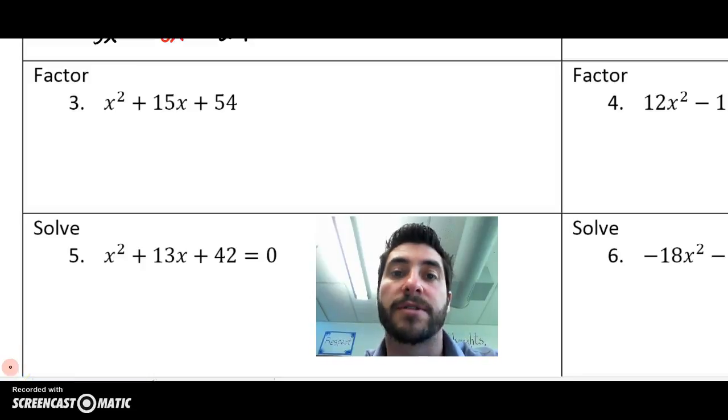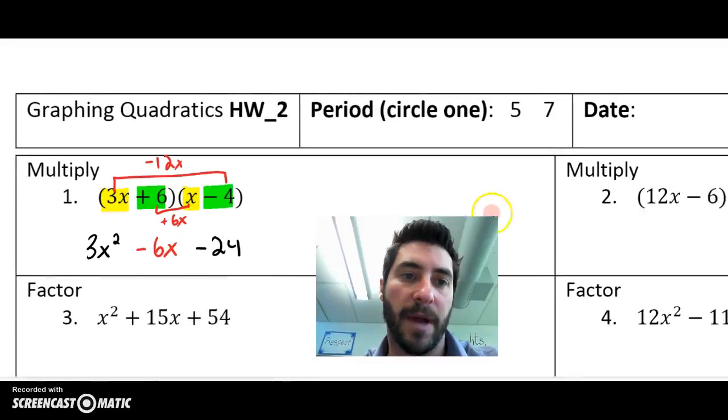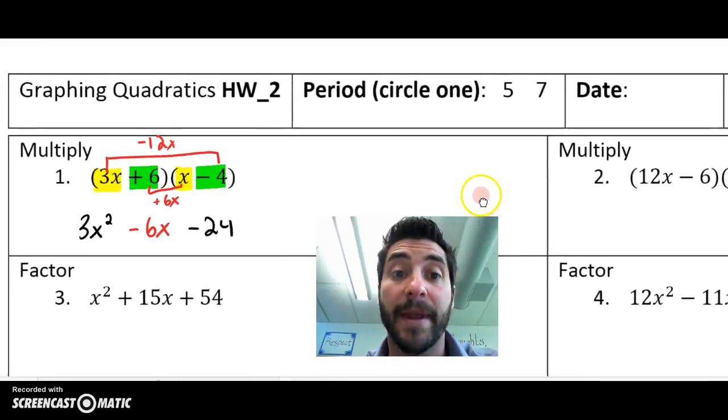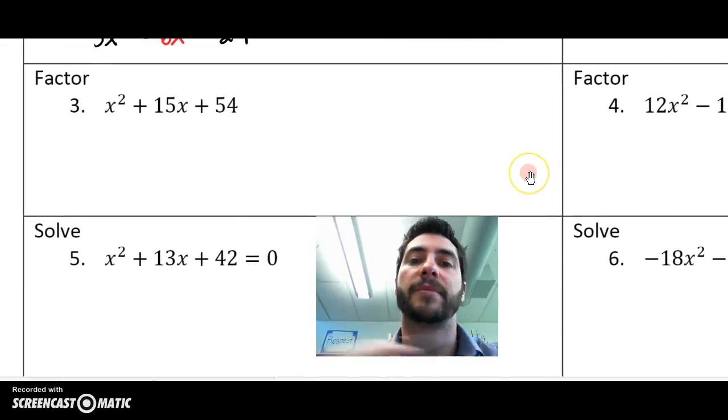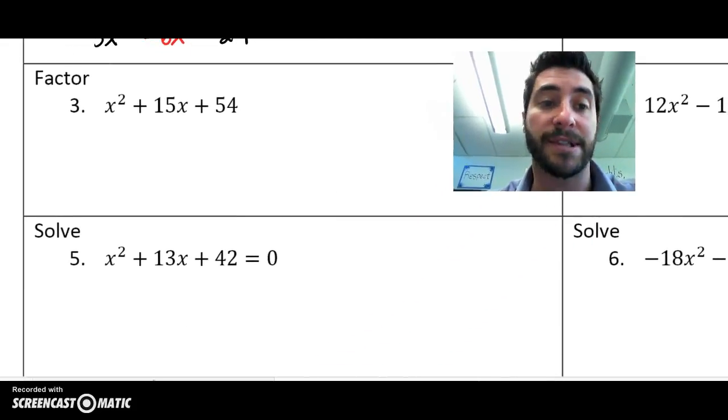Alright, so the second problem we're going to do today is number 3 in your homework. Let's just go back. It's Graphing Quadratics homework 2 today. So we're going to factor. Alright, and this isn't too bad. The reason it's not too bad is that I don't see many ways to multiply to make x squared.